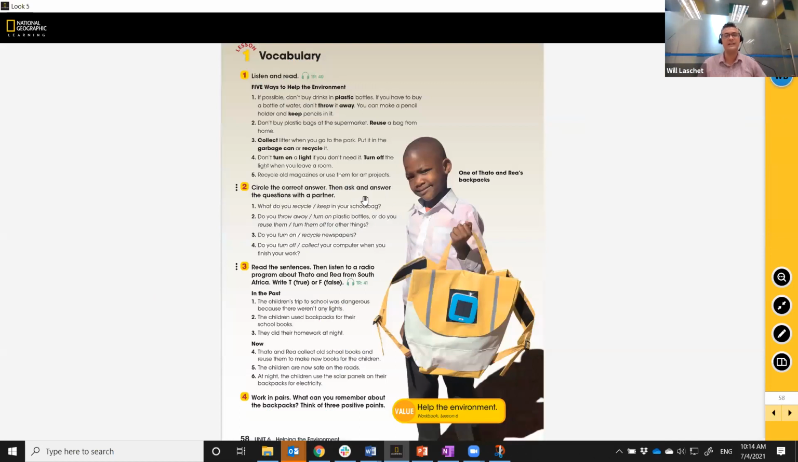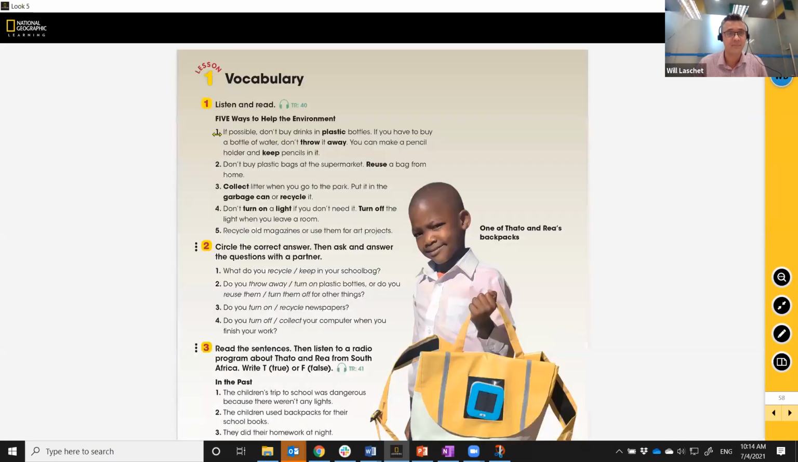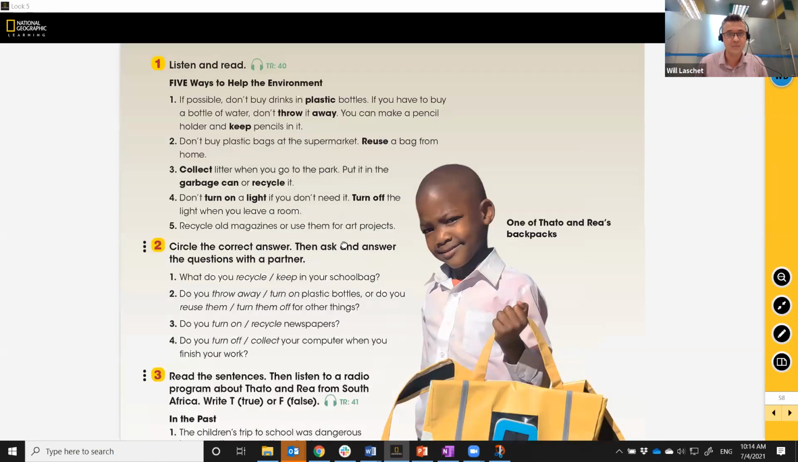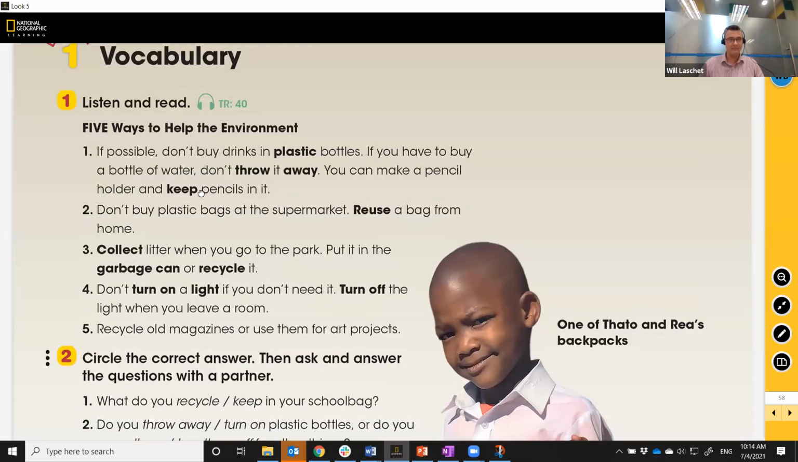Okay, we're going to move on to the next lesson, the first lesson, which is a vocabulary lesson. And I'm going to zoom in here and let's have a look at some of the ideas.